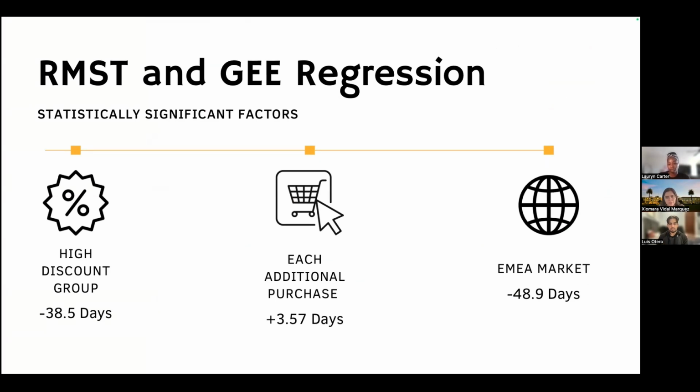So what did it reveal? We saw that using these methods, there were a few statistically significant factors that influenced retention. If we look at our first group, the high discount group, we found that being in this group is associated with a reduction in retention time of about 38.5 days. So heavy discounting may not be having the unintended consequences that we wanted for our customer loyalty. It looks like we're initially attracting our customers, but we're not creating a solid foundation for long-term engagement.